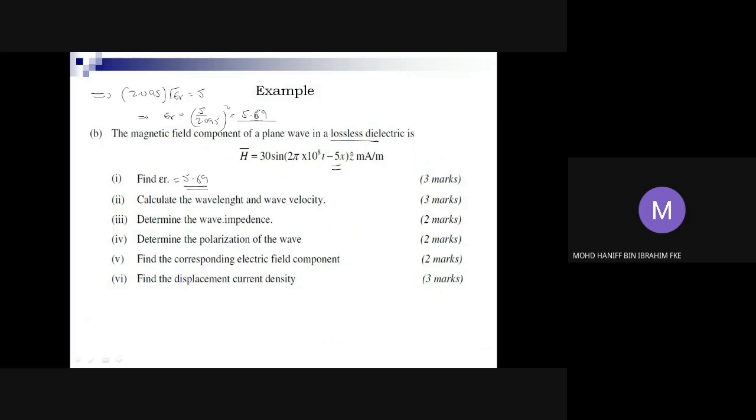Okay, number 2, calculate the wavelength and also the wave velocity. For the wavelength, I think it should be straightforward because we are given the omega.